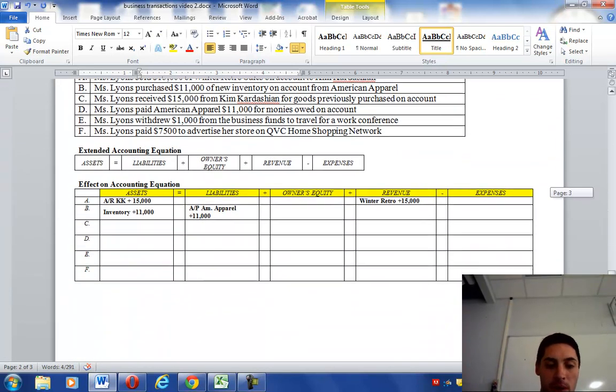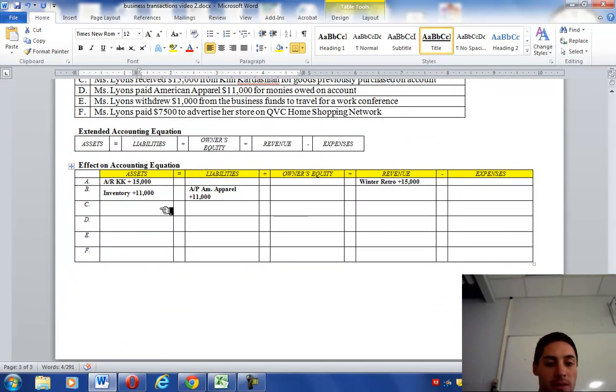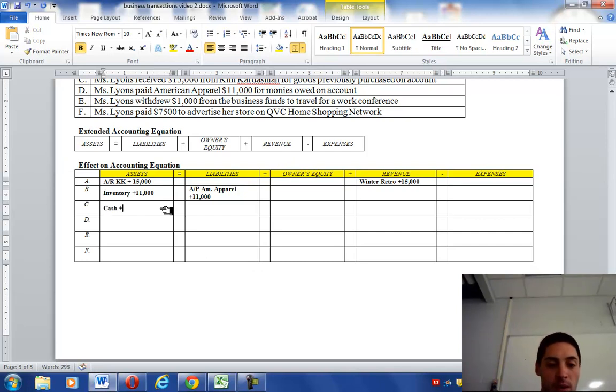So we have cash. That's going to be decreased $11,000. Why is it decreased? Because we're paying off our short-term liability or debt to American Apparel, and that's going to go down $11,000. Is our equation in balance? Yes. Something on the left side went down $11,000. Something on the right side went down $11,000.